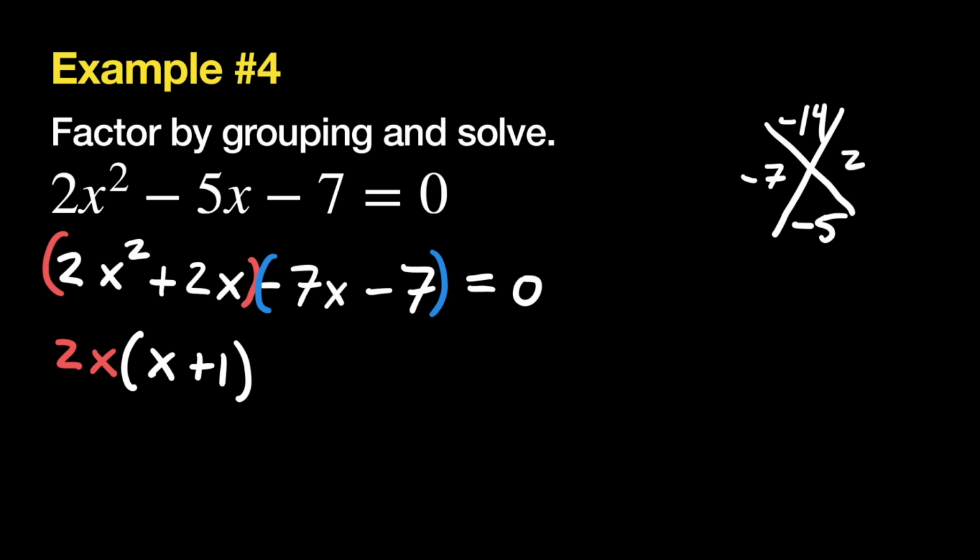And then we're going to look at the second group. So we have negative 7x and negative 7. They both have a negative 7. So we can take out that negative 7. We can factor it out. And we're left with x plus 1, is equal to 0.